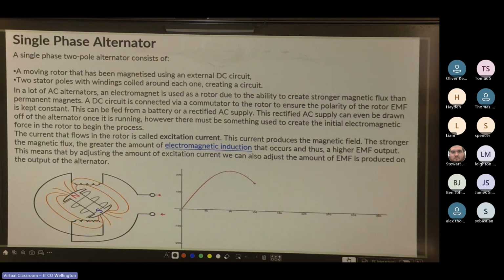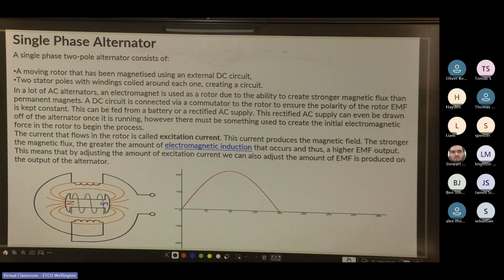Cool. So a single phase or two-pole alternator consists of a rotor that has been magnetized using an external DC circuit, and two stator poles with windings coiled around each one, creating a circuit. In a lot of AC alternators, an electromagnet is used as a rotor due to the ability to create stronger magnetic flux than permanent magnets. A DC circuit is connected via a commutator to the rotor to ensure the polarity of the rotor EMF is kept constant. This can be fed from a battery or rectified AC supply.